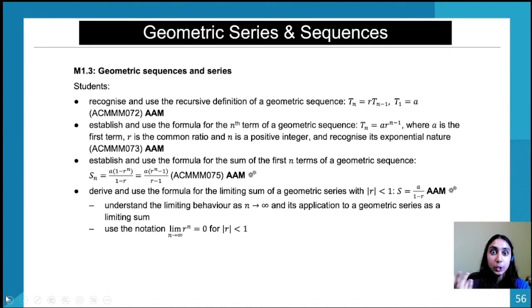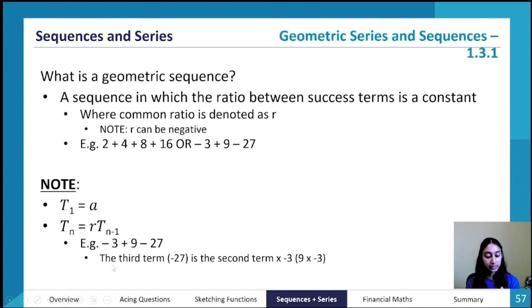Now we have geometric sequences and series. So just before we had arithmetic. Geometric is about the same thing, except instead of adding, so instead of it being like 1, 3, 5, 7, where you add 2 each time, this time it'll be something like 1, 2, 4, 8, 16, 32. So it'll be multiplying by something instead of adding. Okay, so that's the difference.